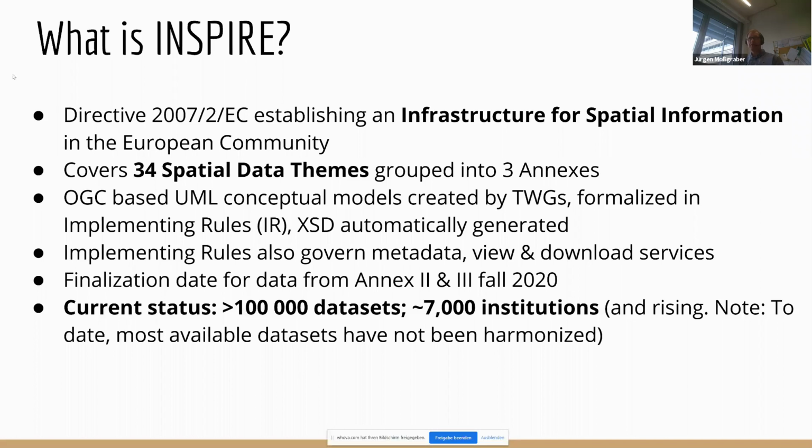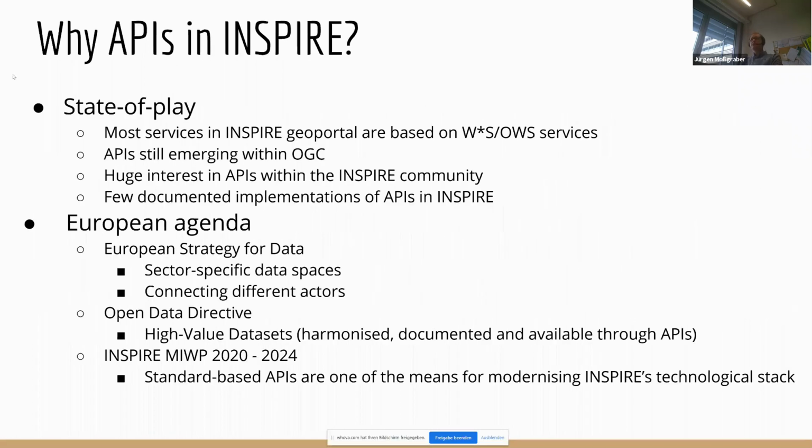And why APIs in that context? So you somehow need to provide the data and make it possible to access this data. So you need a kind of application programming interface, and not only that. API normally also comes with a data model, so this is also included in this wording. And currently, the most commonly used OGC services, like the web mapping service, the WMS, or WFS for feature services, are in use for that.